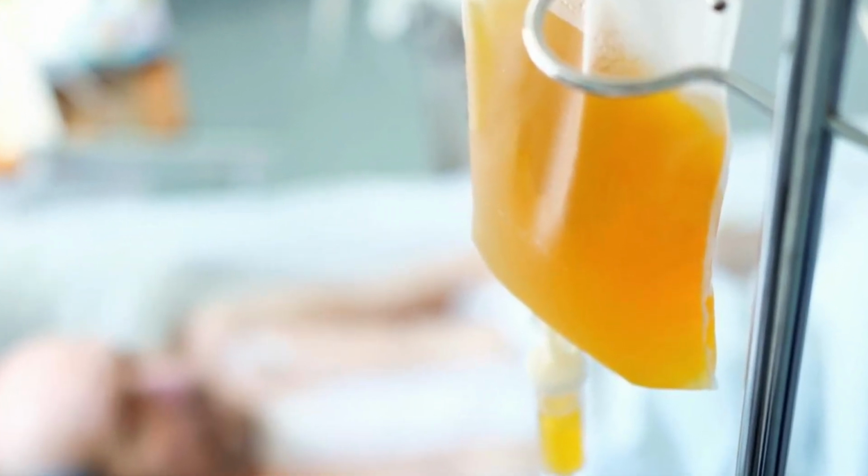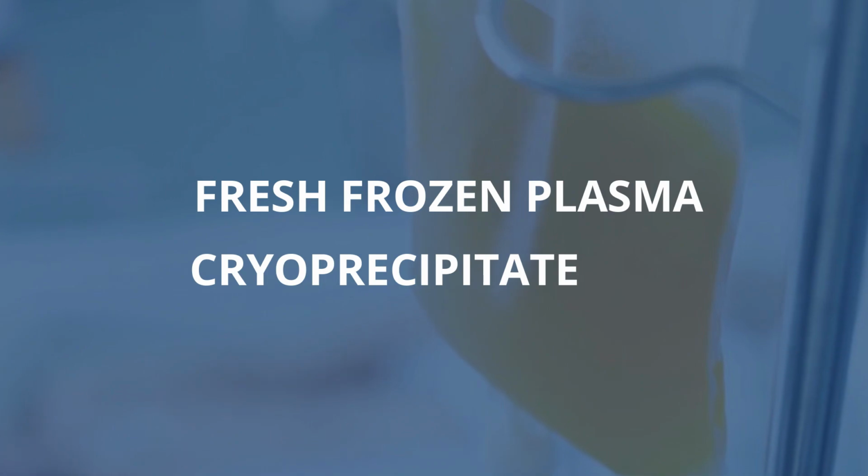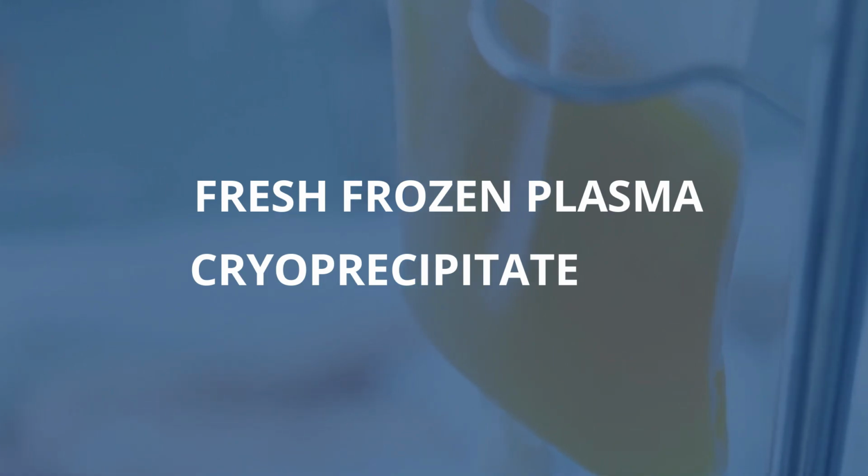Plasma transfusions may be required in cases of severe bleeding or when specific clotting factors are deficient or dysfunctional. Fresh frozen plasma and cryoprecipitate are common sources of plasma used in transfusions.